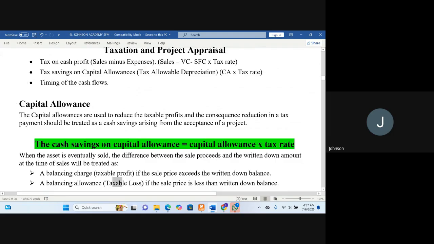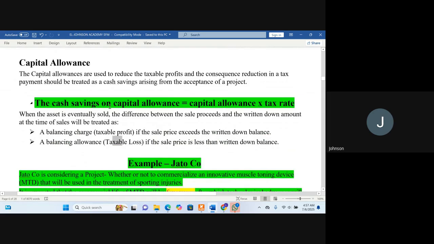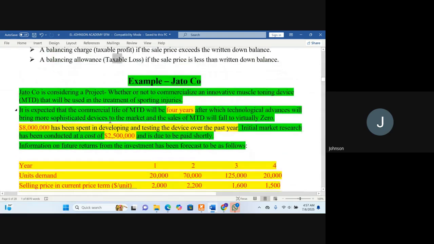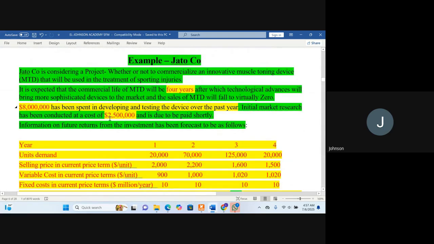Then they also tell you that the timing of the cash flows is important. They also told us about the concept of balancing charge that can arise. If they tell you in the question that this asset was sold at the end of the year for some amount, you must know that an issue of balancing charge or balancing allowance may come up. You understand that now? Are we together? Yes, sir.